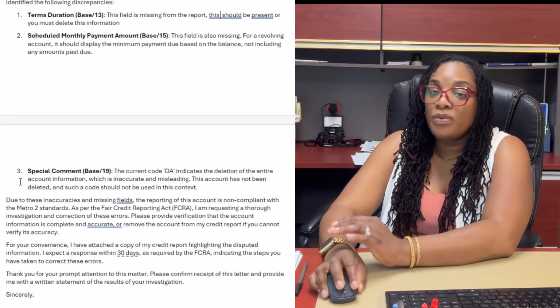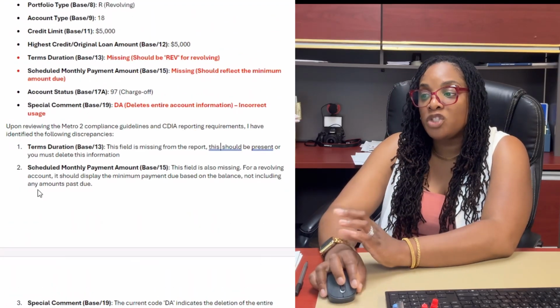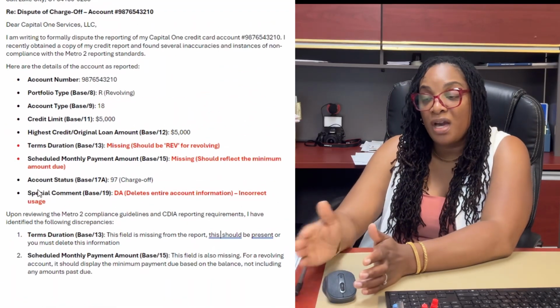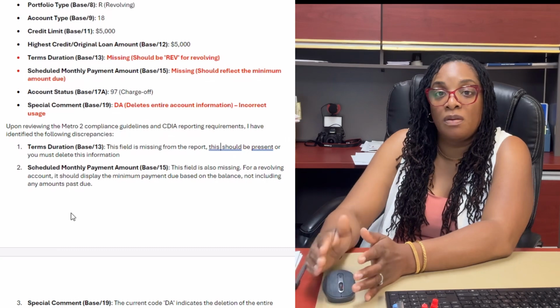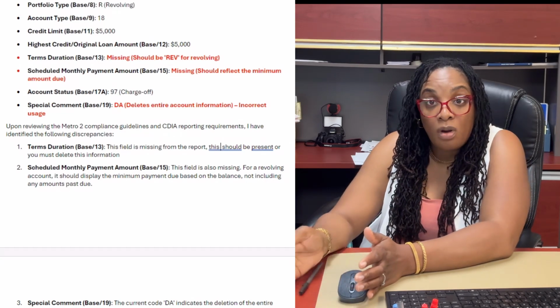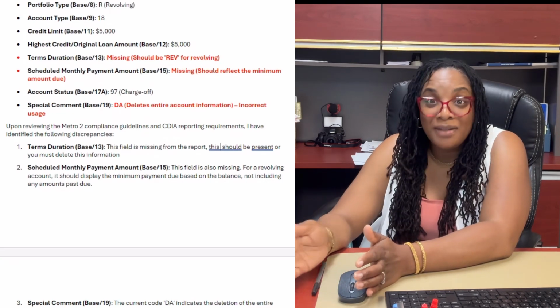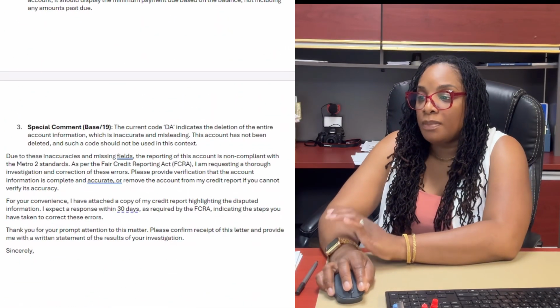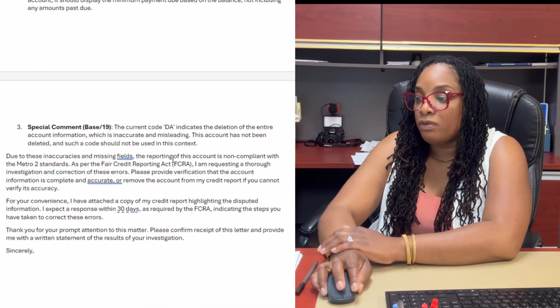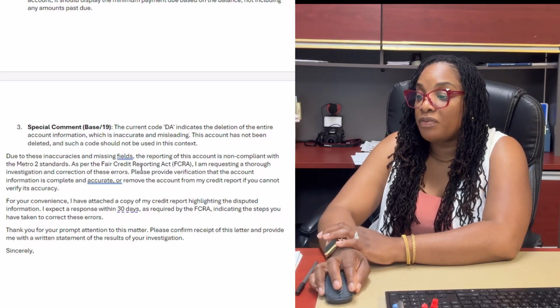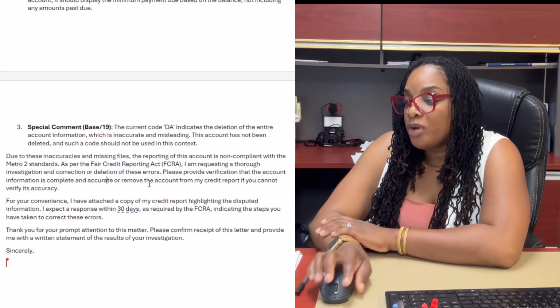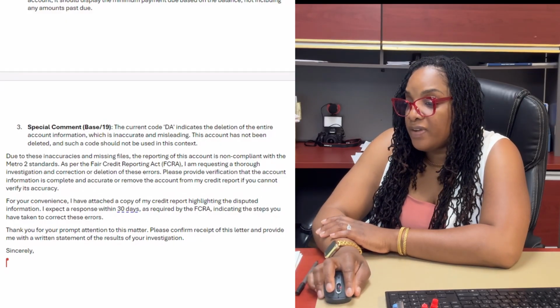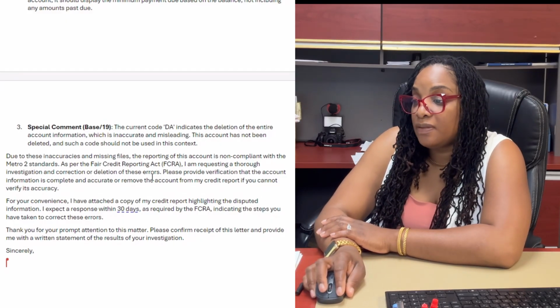So basically, for items 1 through 3, we're calling out all the Metro 2 discrepancies that we found on their credit report, and we're telling them what's wrong and what we want them to do about it. Okay, that's the whole point, just putting everything out there. Due to these inaccuracies and missing fields, the reporting of this account is not compliant with the Metro 2 standards. As per the Fair Credit Reporting Act, I'm requesting a thorough investigation and correction or deletion of these errors.